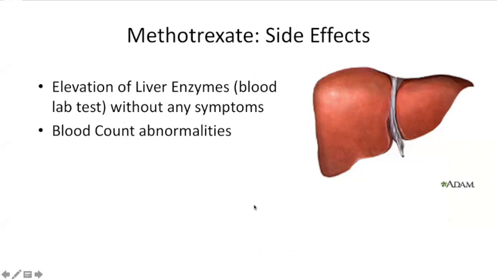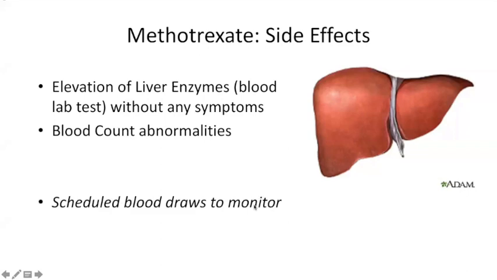Another thing that can be seen in laboratory tests or blood work are changes in the blood counts. So you could have a lower white blood cell count, anemia, or changes in your platelet count, which are also not really associated with anything you can see or feel. And the way we address this is by monitoring these things in the blood regularly. This is typically done about every 1 to 2 months when you start methotrexate, and then about every 3 months once you're on an established dose.